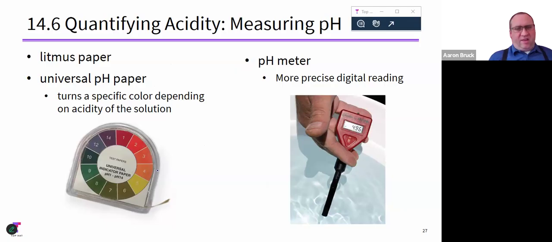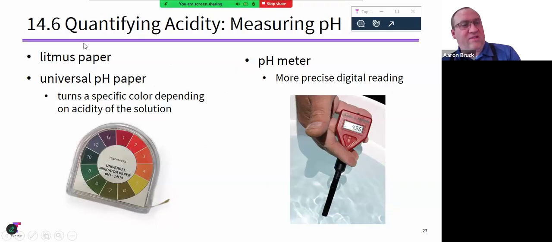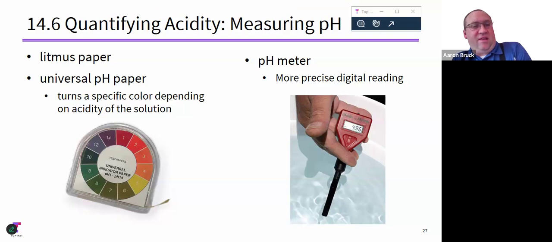Before we do, let's just talk a little bit about measurement. You are familiar already with these two methods of measuring pH: litmus paper and pH test strips. If you have a pool or a hot tub at your house, this is the same kind of stuff that is on those test strips that you would dip into the pool to test things like alkalinity or chlorine concentration or anything like that.